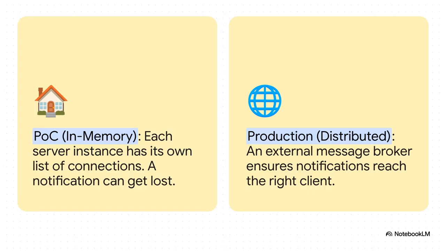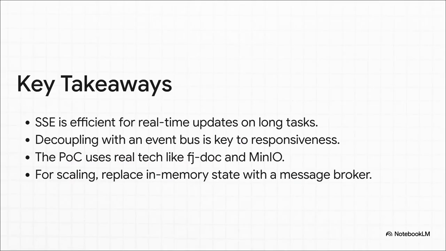And here's why that's a problem. Imagine your user's browser connects to server A, but the load balancer sends the PDF generation job to a worker on server B. When server B finishes, it has no clue that the user is connected to server A. The notification gets lost. The fix? You need an external message broker, something like Redis PubSub or Kafka, to act as a central hub for these notifications.